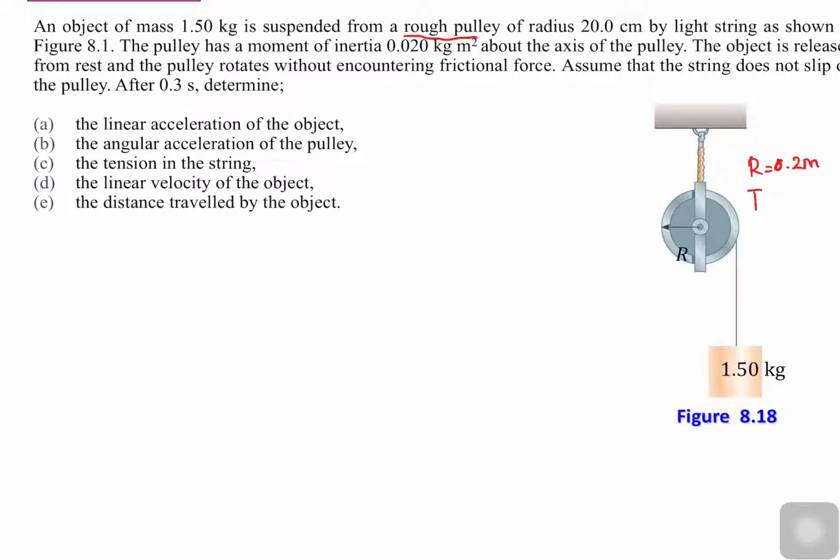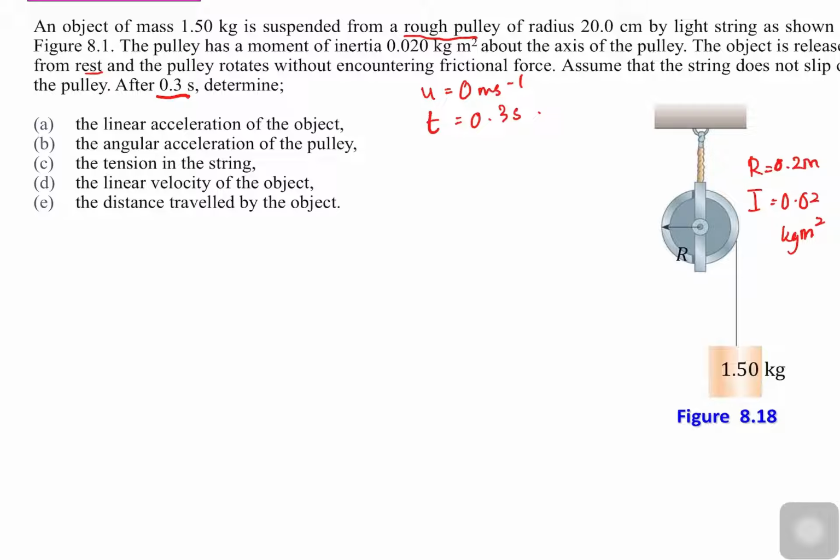So I is 2 kgm square. Oh, I forgot, the unit of moment of inertia is kgm square. The object is released from rest, so u equals zero. The pulley rotates without encountering frictional force. It rotates, we don't talk about frictional force yet. Assume that the string does not slip off the pulley after 0.3 seconds. Determine the linear acceleration.